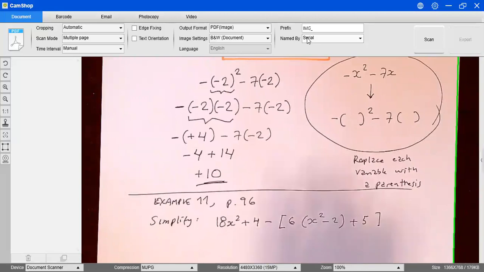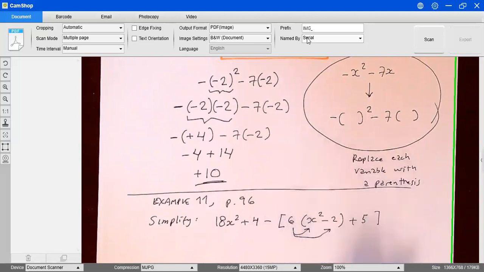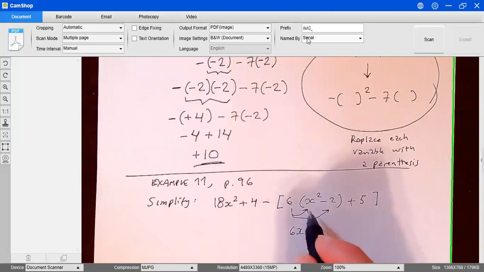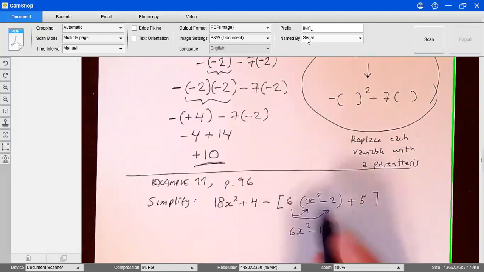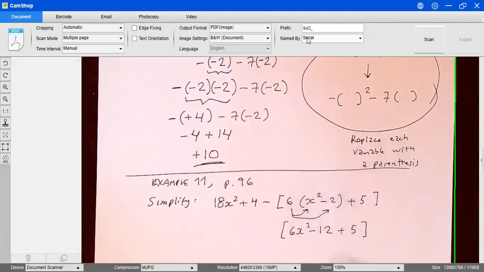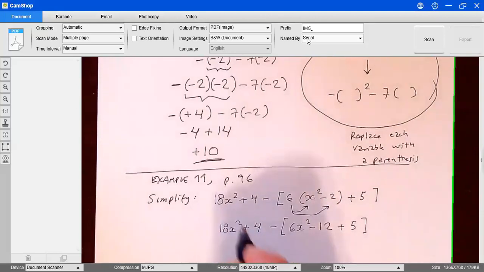So let's see. We're going to work with the innermost grouping symbol. This is the innermost. We're going to apply the distributive property because we cannot combine these two. They are not like terms. So the only thing that we can do is apply the distributive property here. So we're going to have 6x squared, and 6 times negative 2 is going to be negative 12. So this is the result of this. So we're going to use the square brackets here, the negative sign here, plus 4 and plus 18x squared.